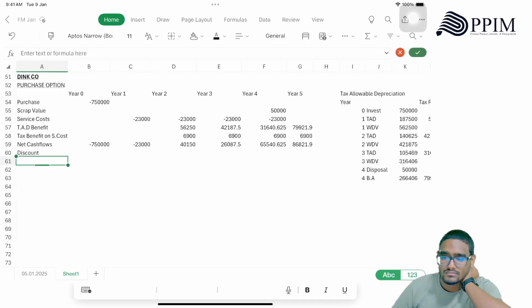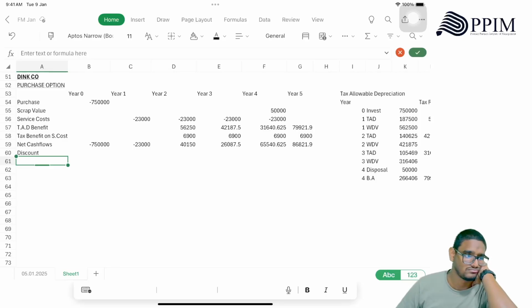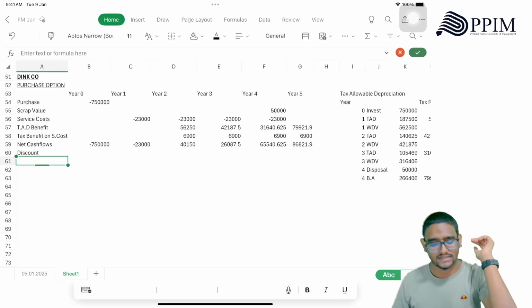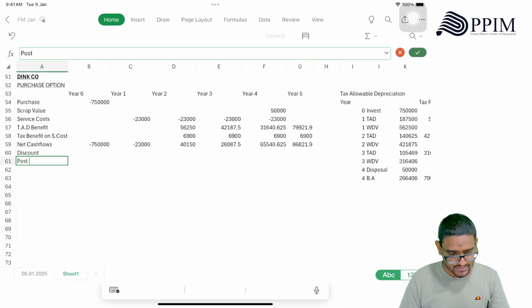No revenue? Yeah, because that will be taxed. Then here you're not calculating your tax, you're only calculating your tax benefits. So what's the discount rate we're going to use? Post tax, yeah. So you can say post tax discount rate.